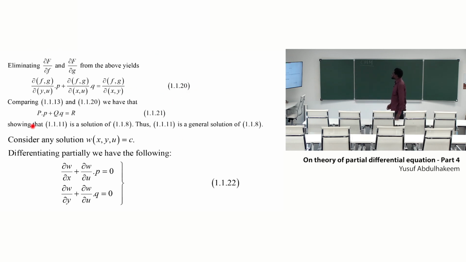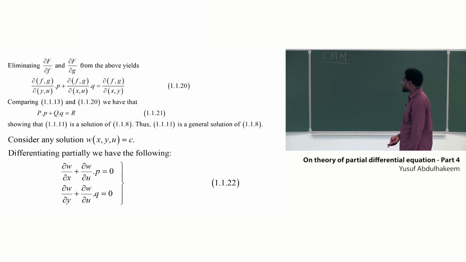Then we say that consider any two solutions, omega which is equal to c. Then differentiating partially, we have the following. By the time we differentiate this omega, which is a function of x, y, and the unknown function u, that will give us what we have in here. And then we can move on.